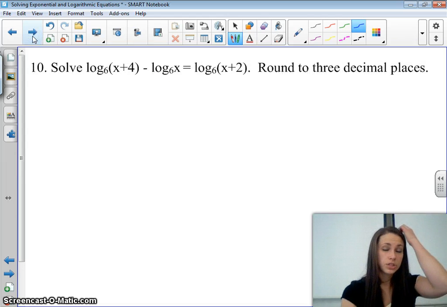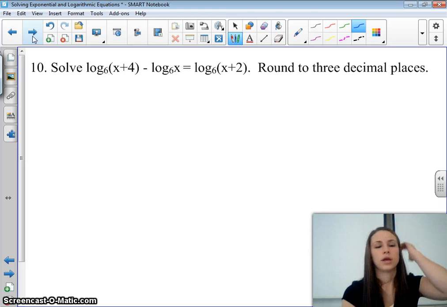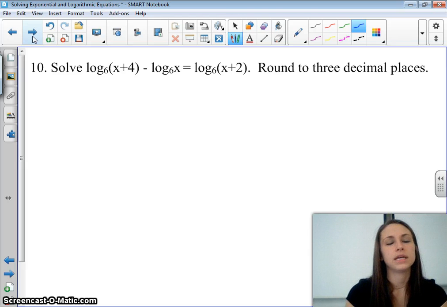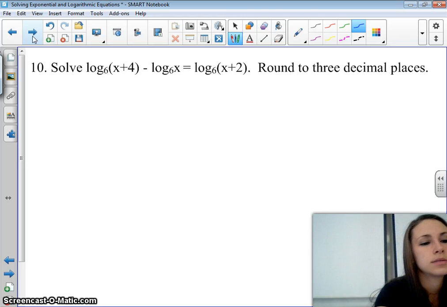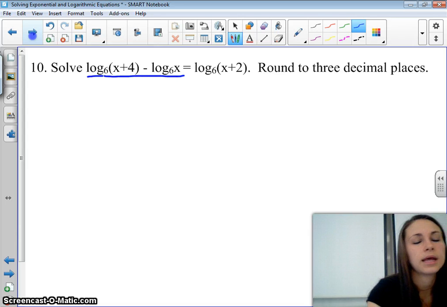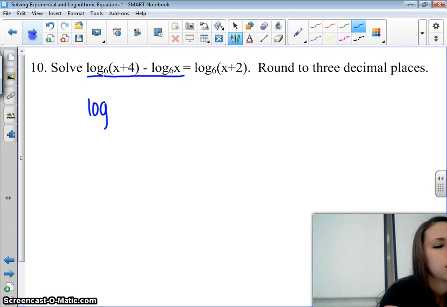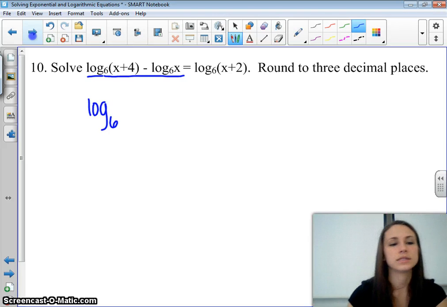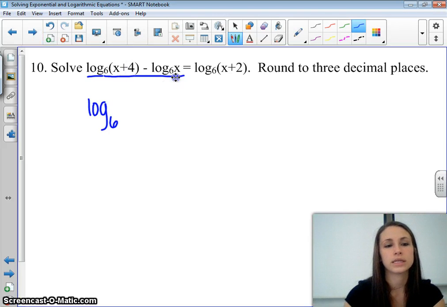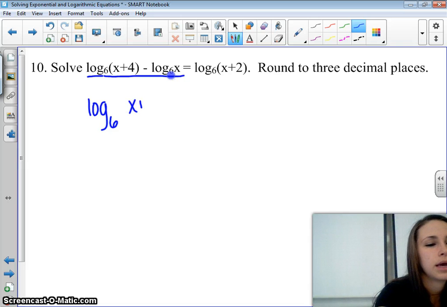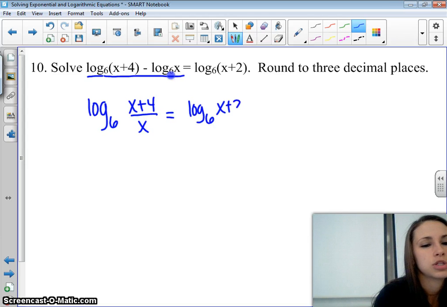Alright, number 10. If you have one like this, with 3 logs, the easiest way to go about solving it is to get the logs on the same side and condense them. So that's what I'm going to do first. This is going to be log base 6 of, since this is subtract right here, when I condense, this is just going to be x plus 4 over x, and then equals log base 6 of x plus 2.